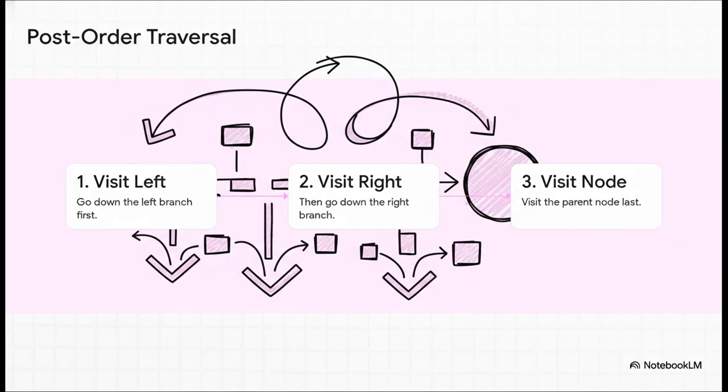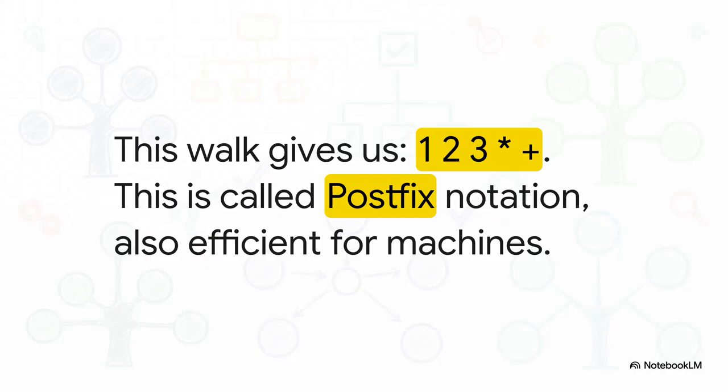And for our last walk, I bet you can guess the pattern by now. This is post-order traversal. We visit the left child, then the right child, and then finally the parent node itself. Left, right, node. And this walk gives us 1 2 3 times plus. This is called postfix notation. You might have also heard it called reverse Polish notation. And just like prefix, it's perfectly clear for our machine. In fact, this was the logic behind a lot of early calculators.